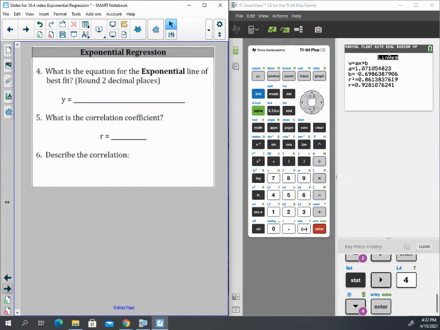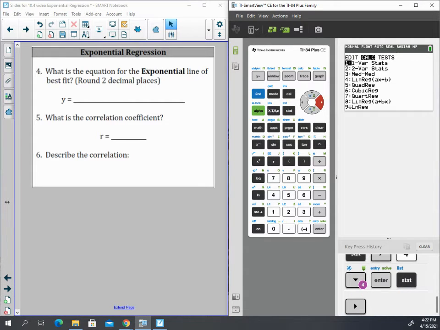So come back to our statistics button, and we still want to go to the right and calculate. But now we want to arrow down until we get to 7, 8, 9. We want to actually go to 0, or you could just type in 0. This is exponential regression, the option we are going to choose. So hit enter right there.